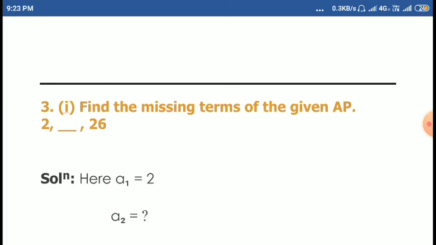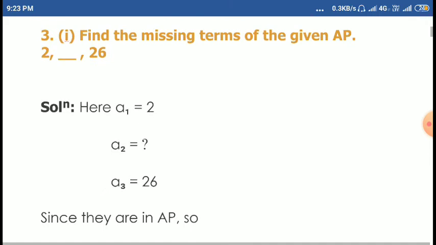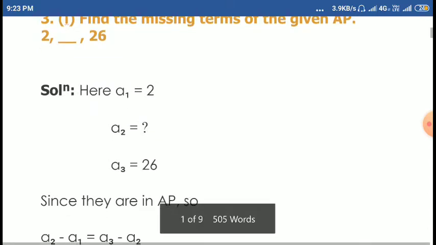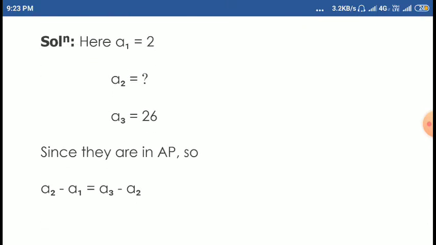So the first question is question number 3.1 from exercise 5.2. The question is: find the missing terms of the given AP, 2, blank, 26. The third term is 26, that means the second term is missing, and you need to find the second term. Here the first term A1 is given, that is 2, A2 is not given, and A3 is 26.